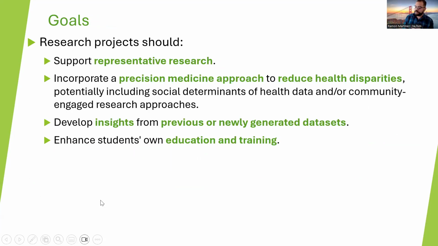So how does that all sort of meld together? Given those terms, we want research proposals in this portfolio to support representative research, incorporate a precision medicine approach to reduce health disparities, and potentially include social determinants of health data and or community engaged research approaches. Projects should develop insights from previously or newly generated data sets and should enhance the students' education and training in this area of both representative research and precision medicine.